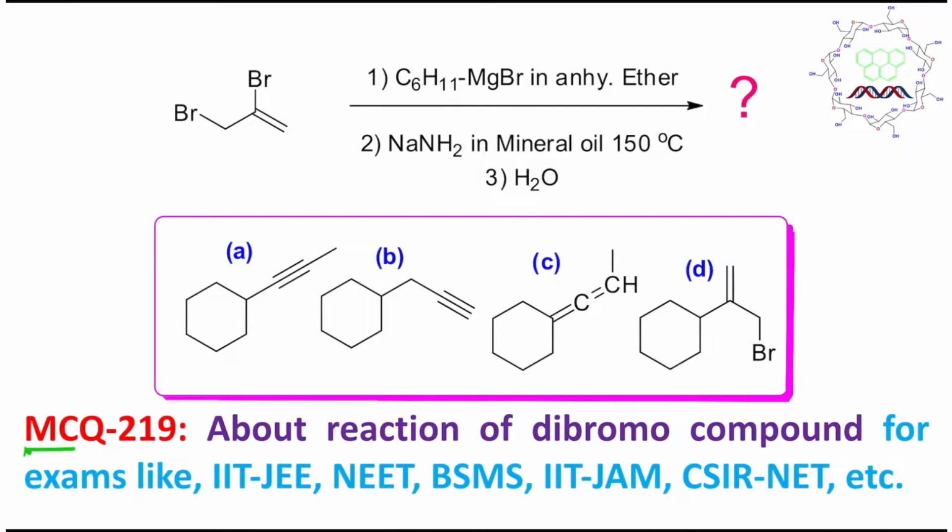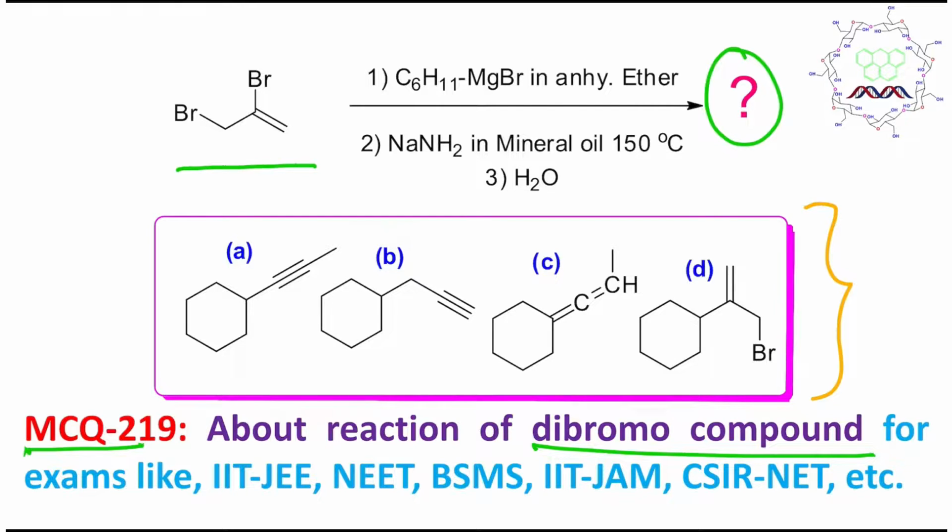Today's topic of discussion is one MCQ about the reaction of a dibromo compound. You can see the dibromo compound here. You have to say what is the major product of this reaction. Here, students, four options are provided and one of them is the right answer.